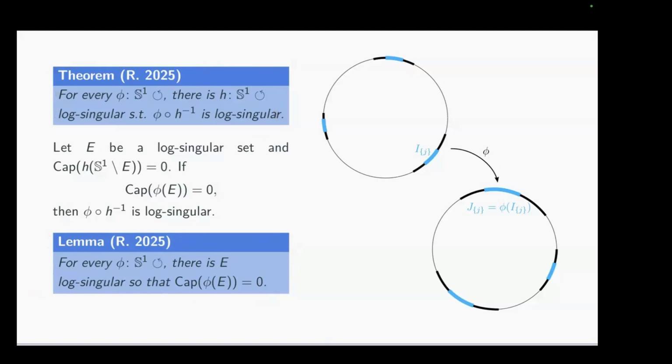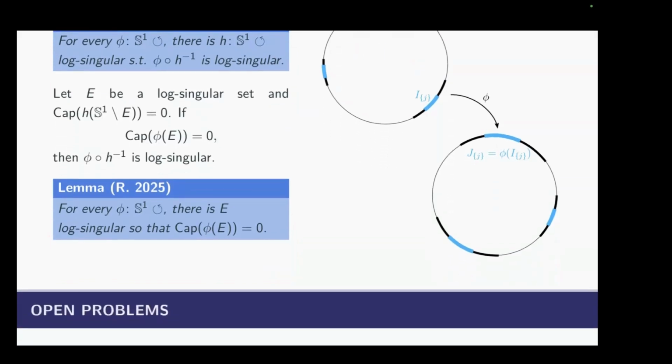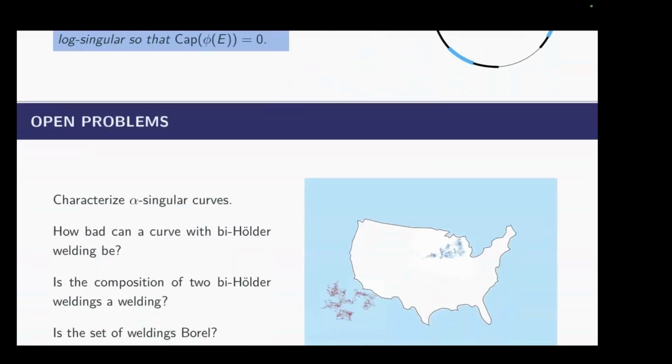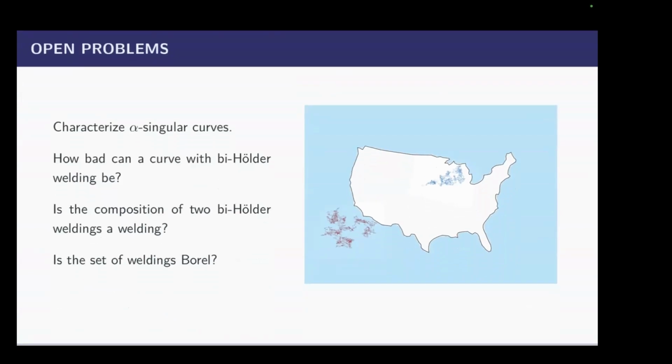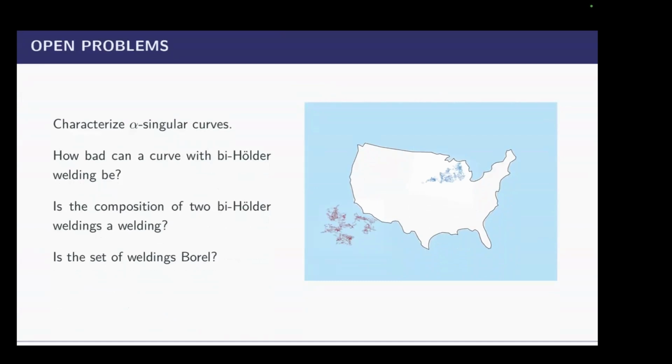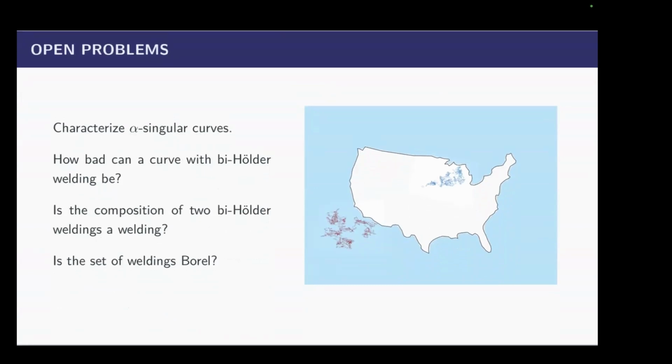And by using Chris's result, which shows that log singular homeomorphisms are conformal weldings, we conclude that every circle homeomorphism is a composition of two conformal weldings. Okay? Yeah, so I don't know if I have gone very fast, but this was the last math slide that I have. And let me explain some open problems that are related to this.